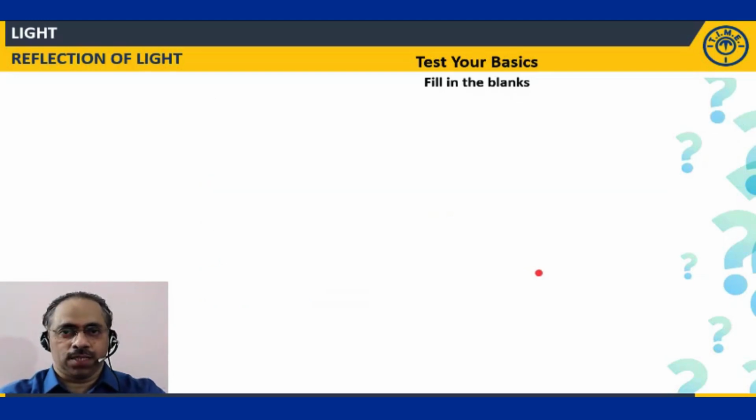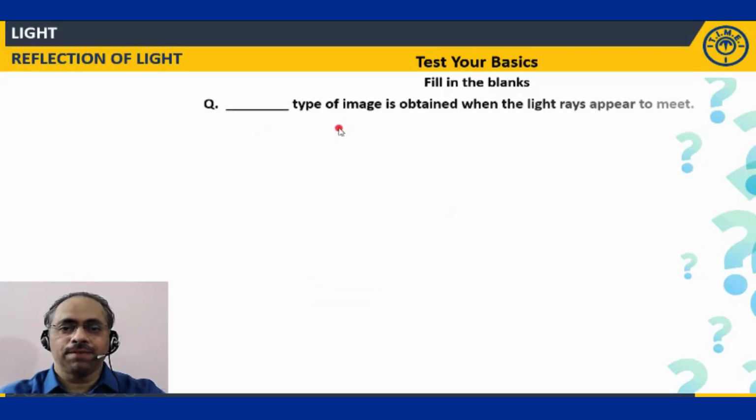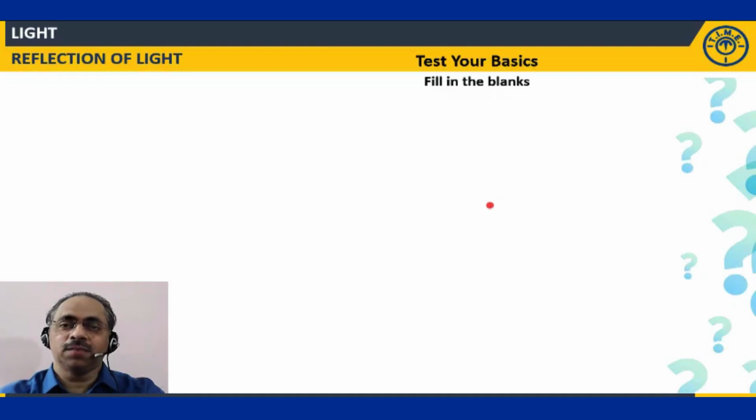Let us move on to the next question. Dash type of image is obtained when the light rays appear to meet. Appear to meet. You have to follow the question very carefully. Dash type of image is obtained when the light rays appear to meet. They are not meeting, they appear to meet. That means the light rays are diverging. So, what kind of image can be formed by the light rays which are diverging? Obviously, it's virtual images. Clear? Let us move on to the next question.